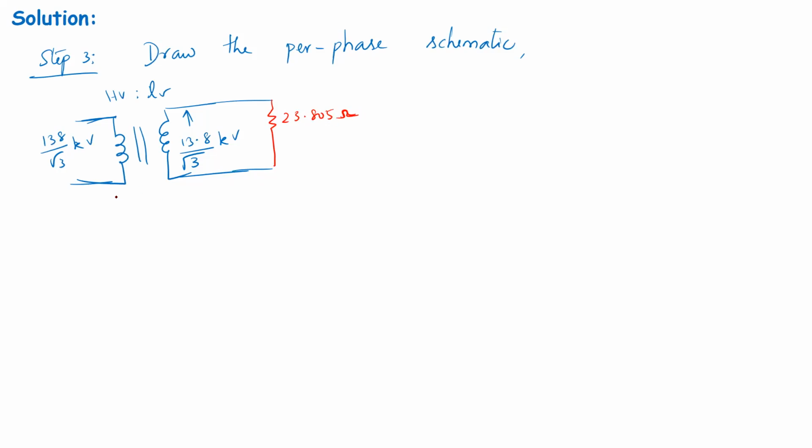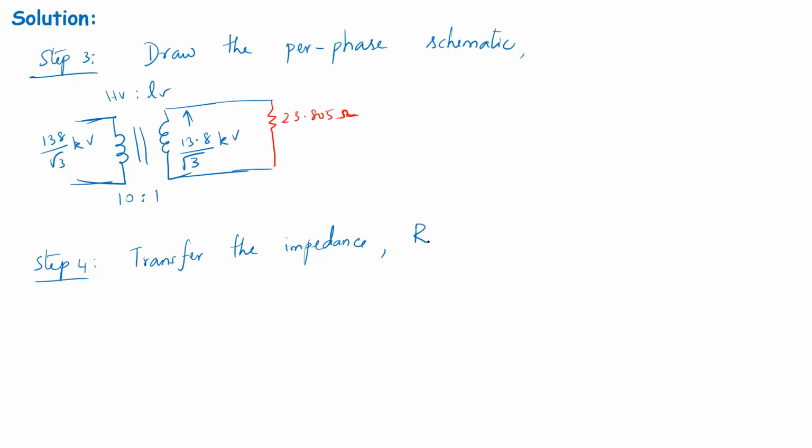So the turns ratio is once again found to be 10:1, interestingly. So this is once again a 10:1 transformer. So if we transfer the impedance, the load resistance value RL prime will be 2380.5 ohms, which is exactly the same as what we obtained in the previous case.